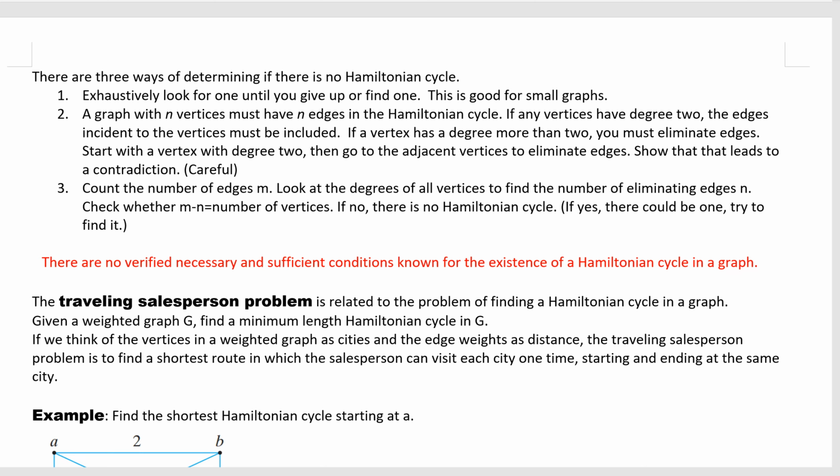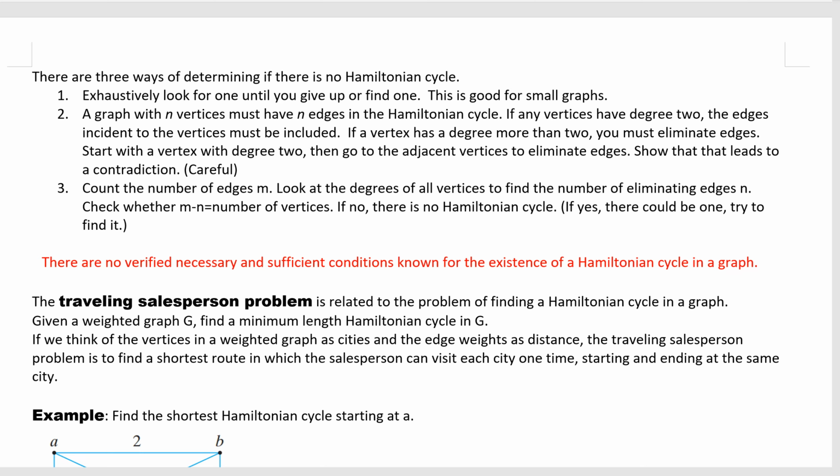If any vertex has degree 2, then the edges incident to the vertex must be included. If a vertex has a degree more than 2, then we must eliminate edges. So we start with a vertex with degree 2, and then we go to the adjacent vertices to eliminate edges. That may lead to a contradiction. Maybe we delete a lot of edges connecting a vertex, so we cannot reach that vertex. So this is a contradiction.